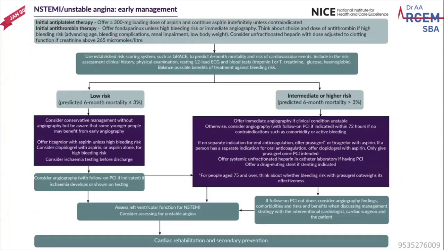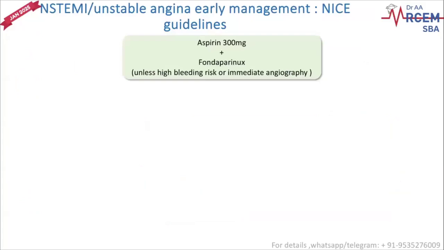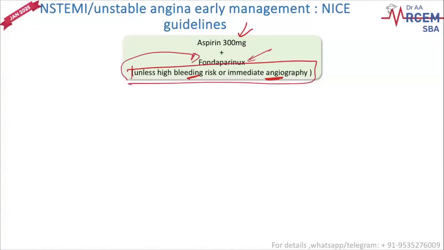Now we are going into the management of non-ST segment elevation MI. As I told you previously, unstable angina is also treated similarly to non-ST segment elevation MI. So what is the treatment? Everyone gets an aspirin, like in STEMI. Along with it, they get fondaparinux, unless there is a high risk for bleeding or immediate angiography. These are the two contraindications for fondaparinux, basically. Otherwise, we tend to give fondaparinux.